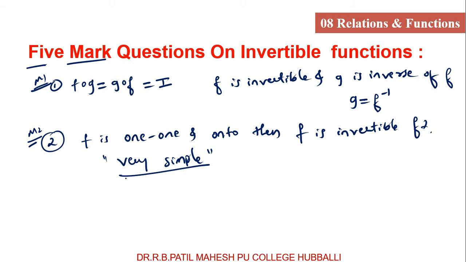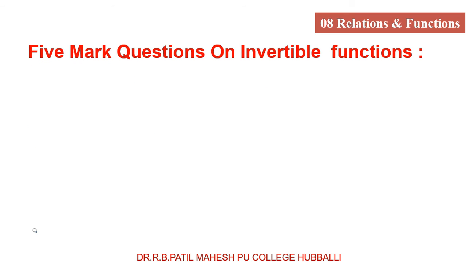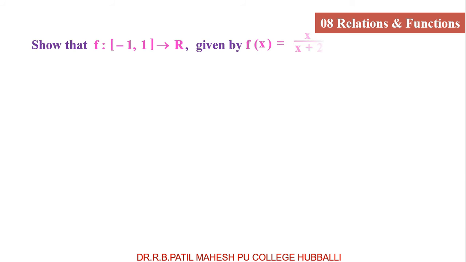What is that method number 2? If the function is 1-1 and onto, then the function is invertible. So taking this method, let me solve the questions on invertible functions. Already you know the meaning of 1-1 and onto function.